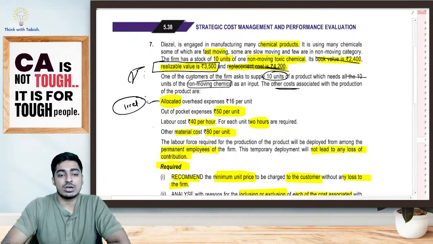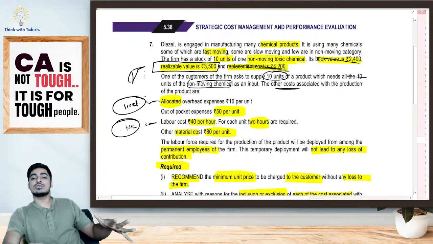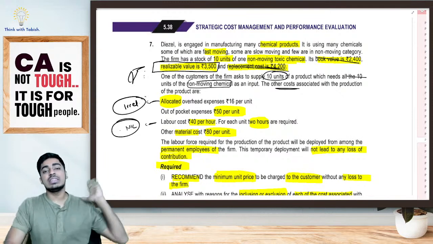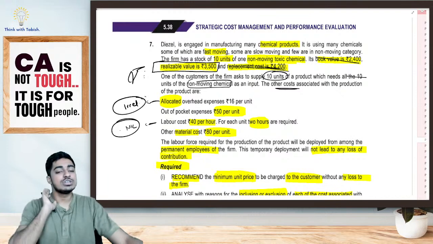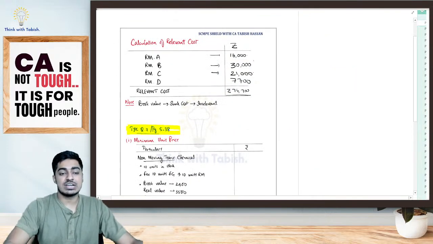The relevant cost will be nil. Yes or no? Permanent employees are available. I am paying them 10,000 rupees per month. They were sitting idle. I got the work done from them. I am not paying anything extra to them. So the relevant cost is going to be nil and there is no opportunity cost as well. Is it clear, students? Yes. Now let us start solving.